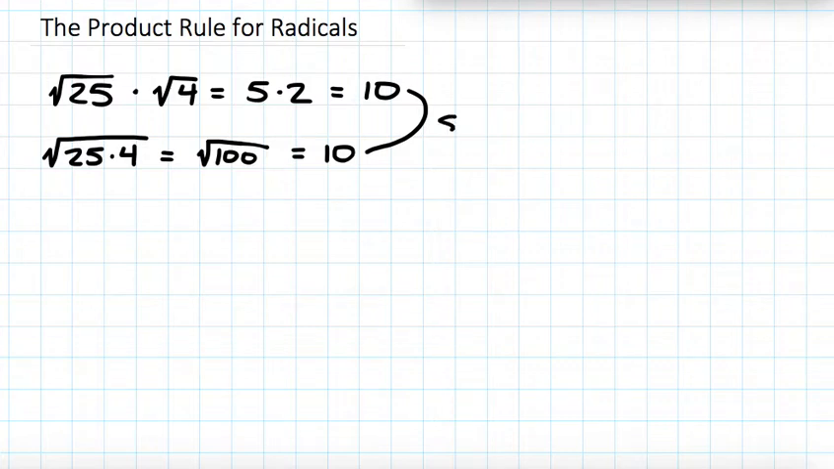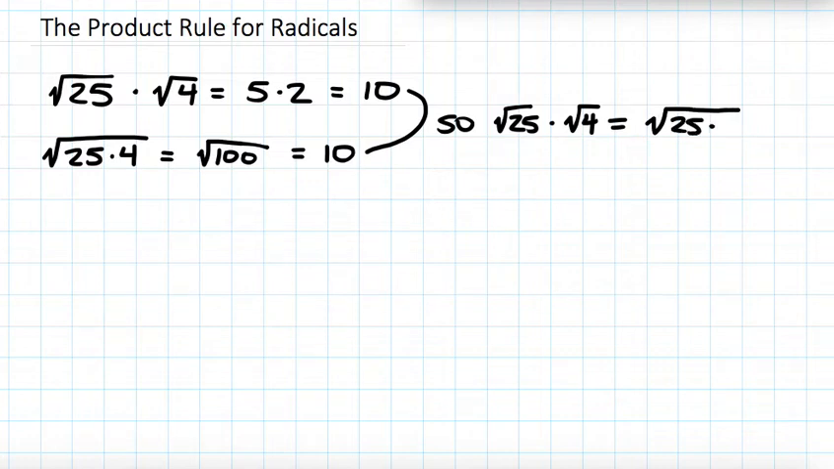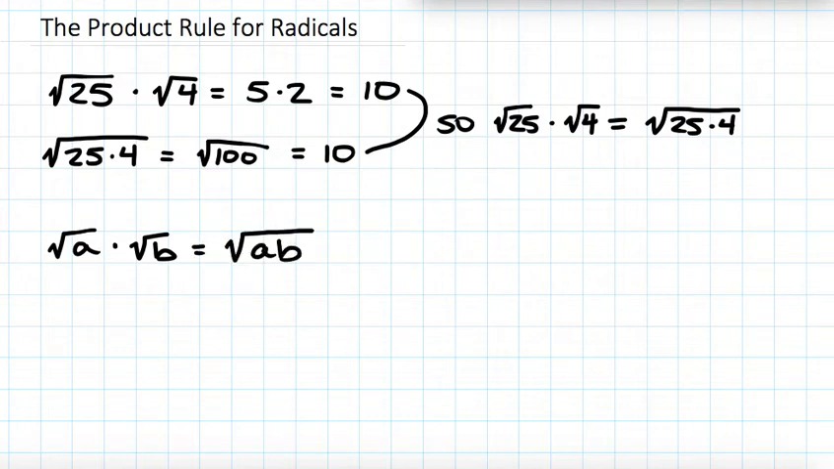So I get the same answer, 10, either way. So that tells me that the square root of 25 times the square root of 4 is equal to the square root of 25 times 4. I can combine the two numbers that are multiplied and write them under a single square root symbol. And there's nothing particularly special here about 25 and 4, so I can write in general square root of a times square root of b is equal to square root of a times b.